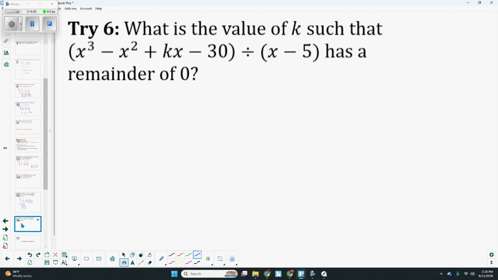So there's one final one for you to try. You can pause or end the lesson here. The answer is posted in the blank notes of Google Classroom. And that was dividing polynomials.